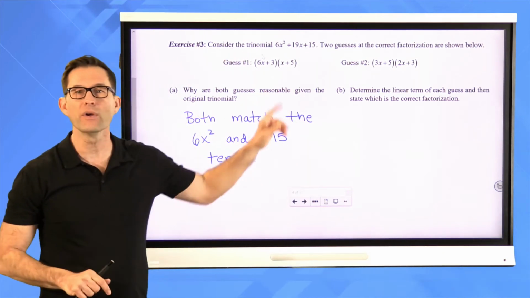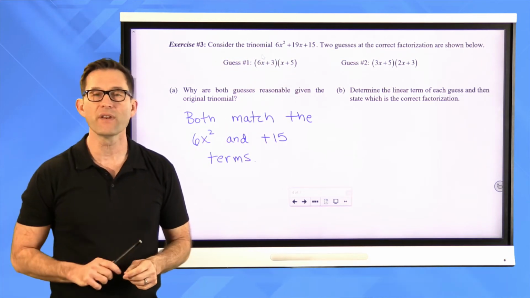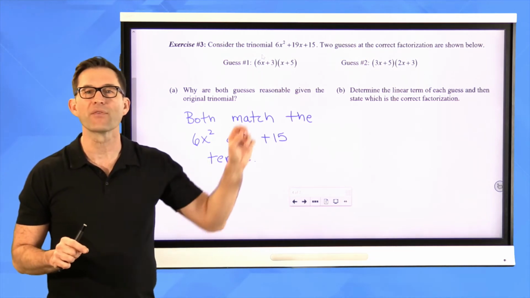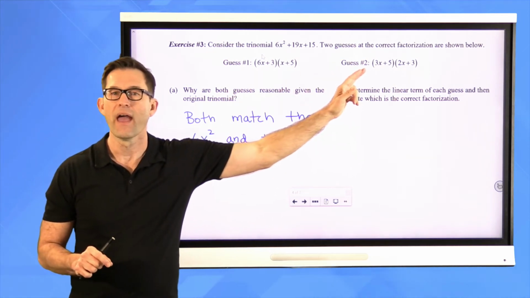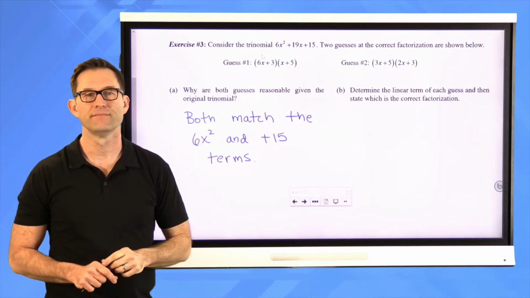I need to figure out which one of these has a linear term equal to 19x. So pause the video now and do exactly what we did in exercise 2. Just figure out the linear term of these two, and whichever one gives you 19x, that's your winner.